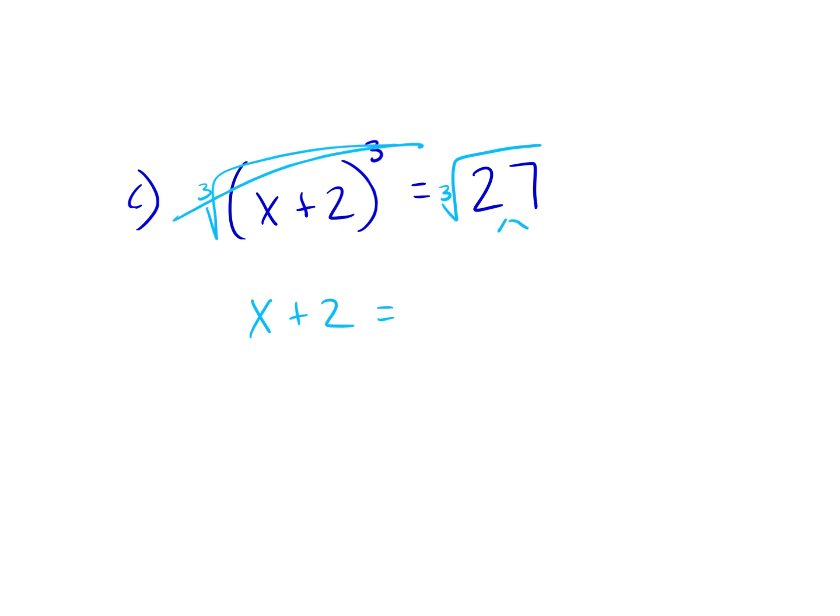What are 2 factors of 27? 9 and 3, and 2 factors of 9? 3 and 3. I'm circling how many of a kind? 3. So what would this be equal to? 3. Do I need a plus or minus here? No, because it's an odd index. What is the last step? Subtract 2. So what does x equal? 1.